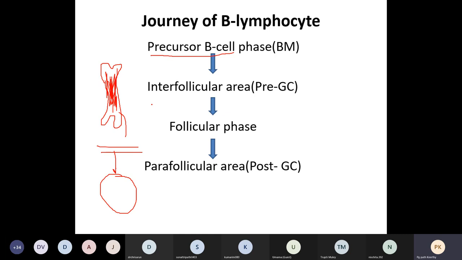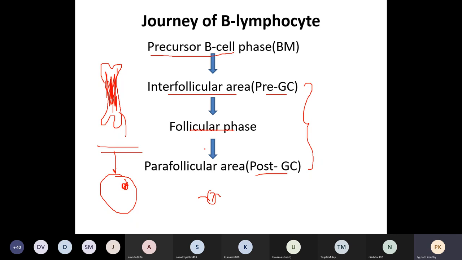One is before it enters your follicle. So in the lymph node, we have three stages. Before entering your germinal center is called the interfollicular area or pre-germinal center phase. Then once it enters the follicle, that is called the germinal center phase or follicular phase. Once it has been to your germinal center and come out, that is called post-germinal center.